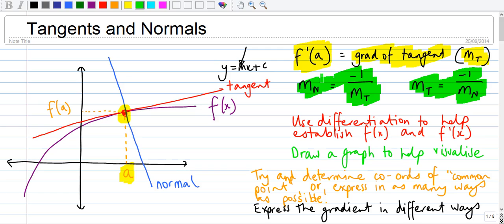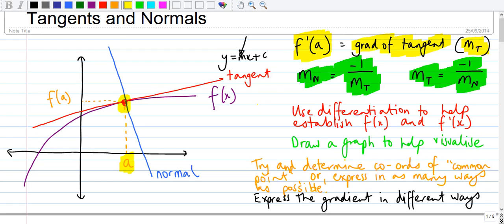So some strategies for tangents and normals questions. Often you see the question and you're not really sure how you're going to answer it. So some strategies to use include these. You should use differentiation to help establish what the gradient function is. If you're given the actual function, you can differentiate it to get the gradient. You should draw a graph to help you visualize what's actually going on here, if you can.